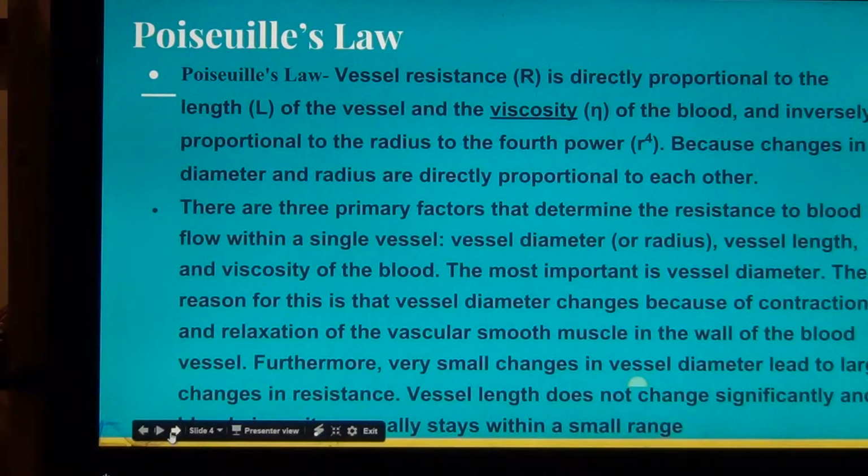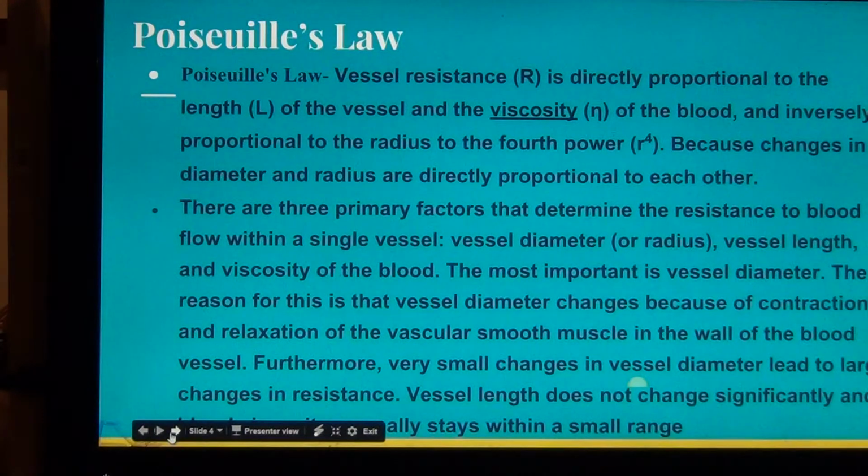Poiseuille's law. Poiseuille's law is that vessel resistance, which is R, is directly proportional to the length, which is L, of the vessels and the viscosity, we'll call that N, of the blood, and inversely proportional to the radius to the fourth power. Because changes in the diameter and radius are directly proportional to each other, there are three primary factors that determine the resistance to blood flow within a single vessel: the vessel's diameter or radius, the vessel's length, and the viscosity of the blood.